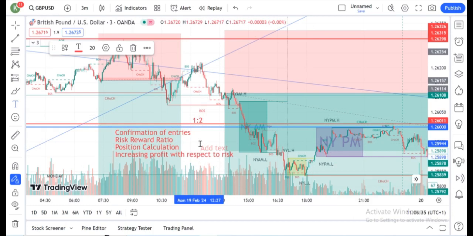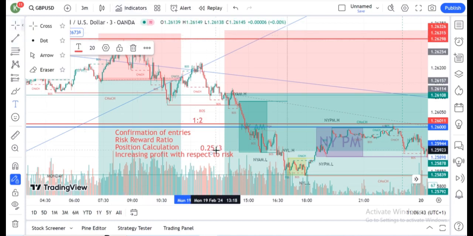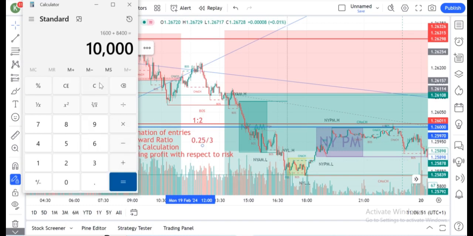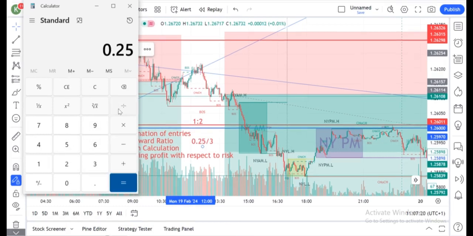So 0.25 should be divided by 3. That's what you're going to do in this case. You're going to divide 0.25 by 3. Let's do that. So quickly on the calculator, 0.25 divided by 3, it gives us 0.08. So you see that now, 0.08.